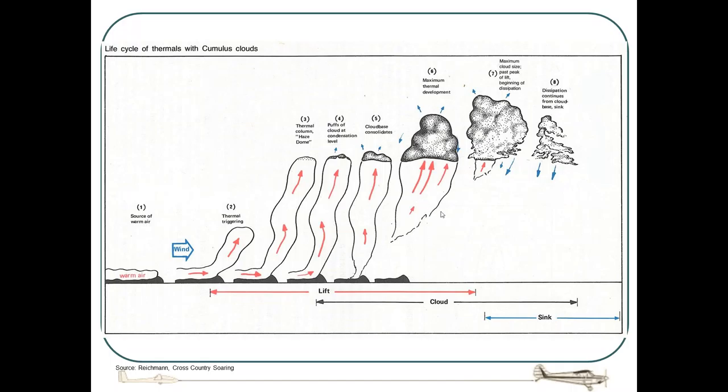If you happen to be coming along here and there's this cloud and you see it dissipating, you're going to see that your MacCready setting of 2 is going to force you to speed up and go down through the sinking air and get out of it a lot faster. And then finally the cloud dissipates, and once again we've got blue sky around it. So, simple life cycle of a cumulus cloud.